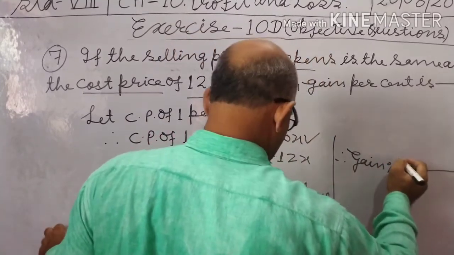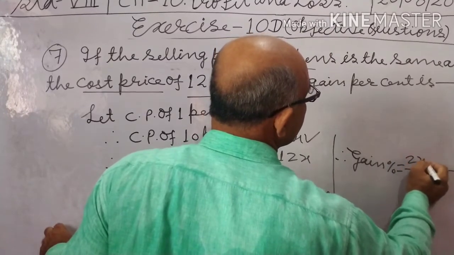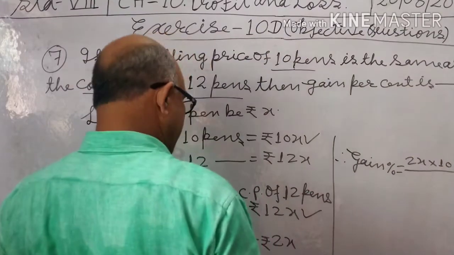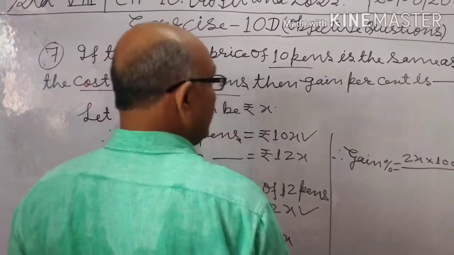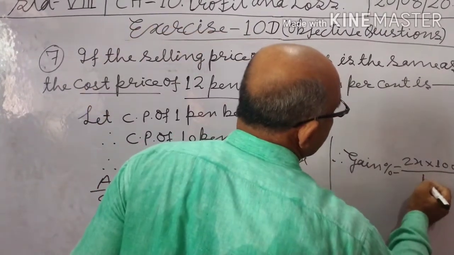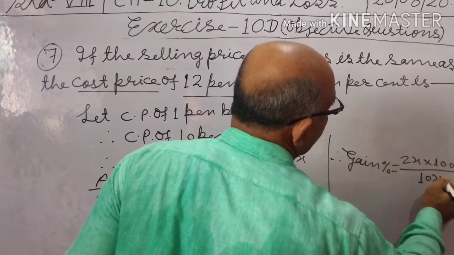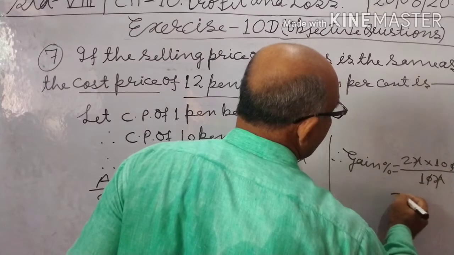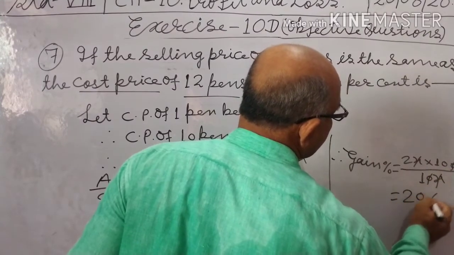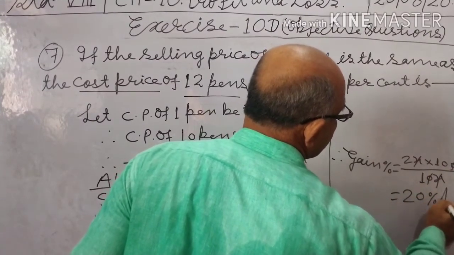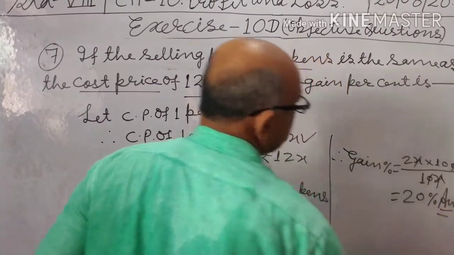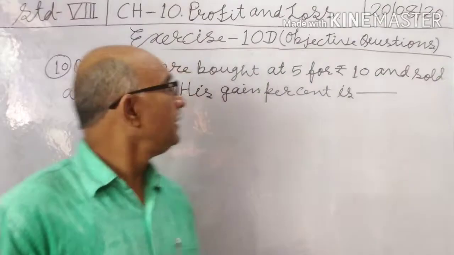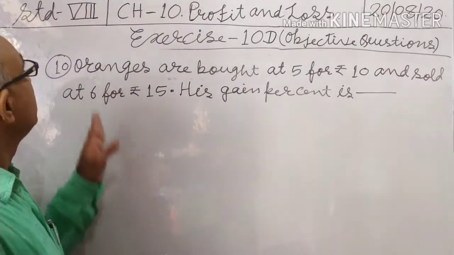Now find gain percent. Gain into 100, so 2x into 100 by CP. CP is 10x. So x and x cancel, 0 and 0 cancel, 10 into 2 is 20%. Understand and write it. Students, next question is question number 10.